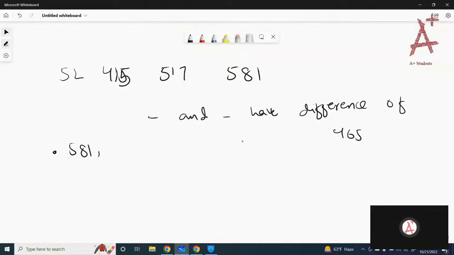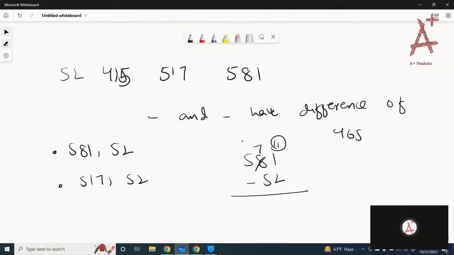The first one is 581 and 52. The second one is 517 and 52. You have to look for which two numbers have the difference 465. Got it? So use the options given, just subtract them and see which one is correct. Just look at the first one. Subtract 52 out of 581. You cannot subtract 2 out of 1, so you have to borrow 1.